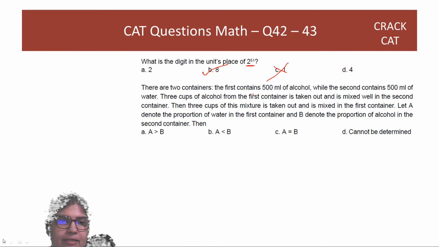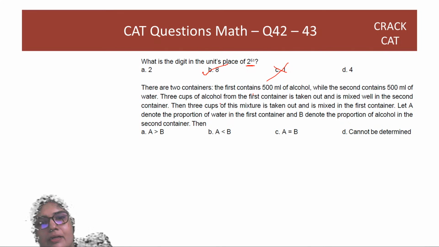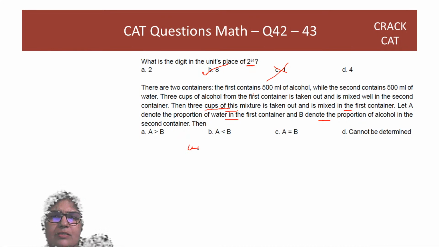There are 2 containers. The first contains 500 ml of alcohol. The second contains 500 ml of water. 3 cups of alcohol is taken out and is mixed well in the second. Then 3 cups is taken out and mixed in the first. A denote water and B denote the proportion of alcohol. So we don't know, right, कि 3 cup कितने बड़े हैं. So let's say हर एक cup is 100 ml.